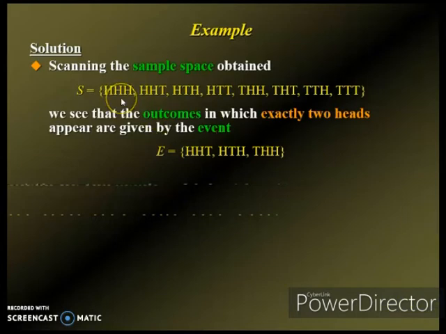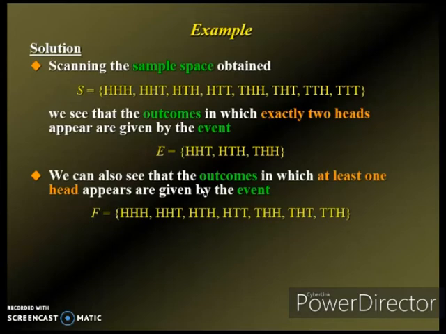Our first question was to find the event in which exactly 2 heads occur. So in which cases do you have exactly 2 heads? Here you have 3 heads, which is more than 2, so you cannot consider that. In the second case, you have 2 heads and 1 tail, so that's fine. Here also 2 heads and 1 tail, that's fine. Here only 1 head is there. Here 2 heads and 1 tail. Only 1 head, no head. So for exactly 2 heads, there are 3 options. So that will be event E.